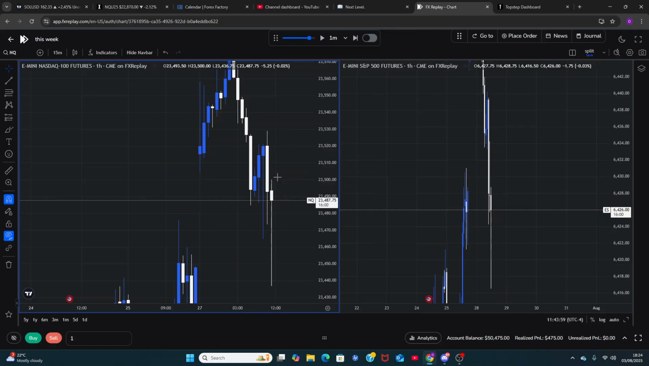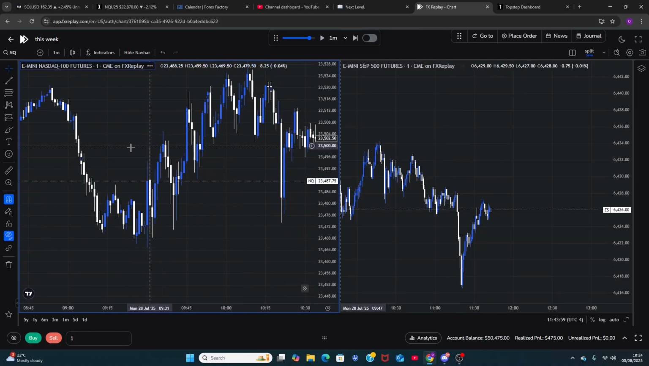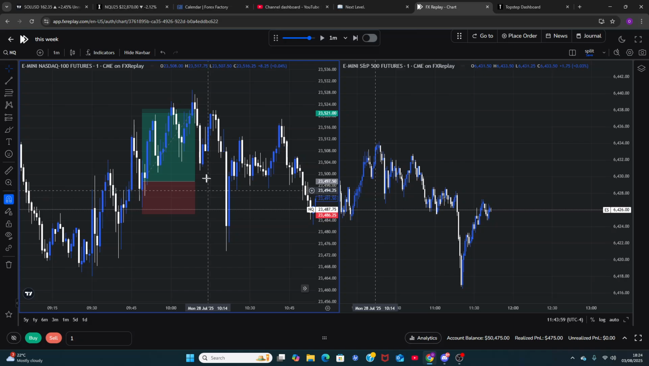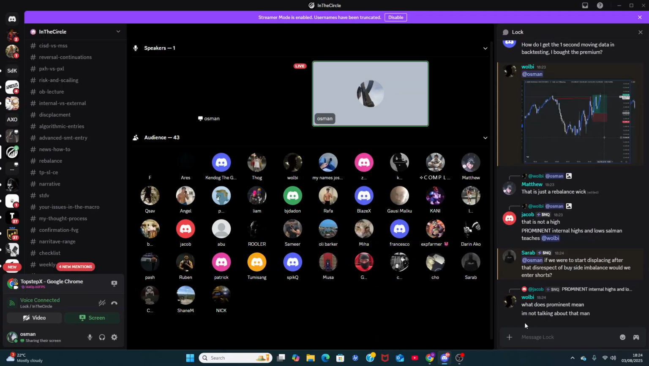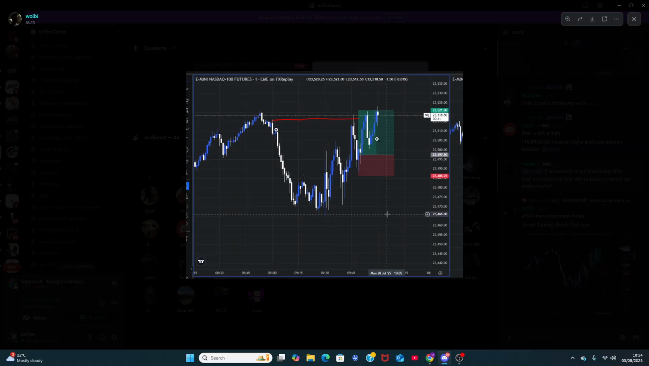Like dude, that's the problem here. You need to understand, this is not a sweep. This high you're talking about, this high is not a sweep. We displaced through it. That's like saying this low is a sweep. But look how much it went through. A sweep is proper when it actually sweeps, like the tail sweeps it. Which high are you talking about? That's not an internal high, bro.